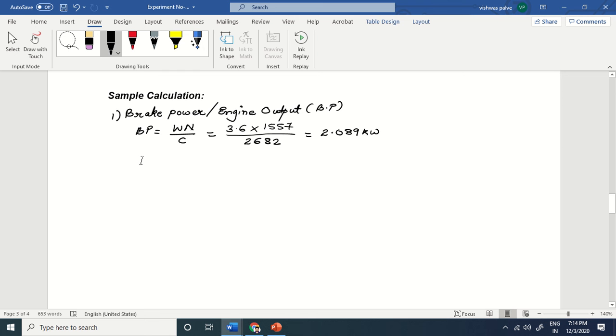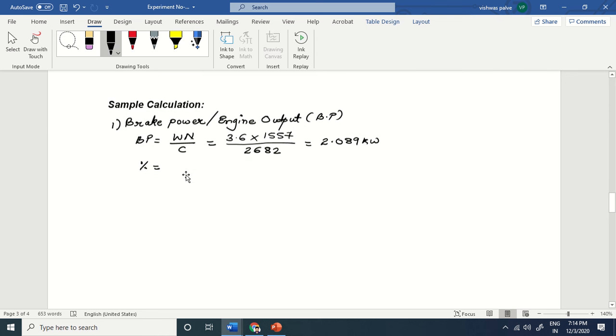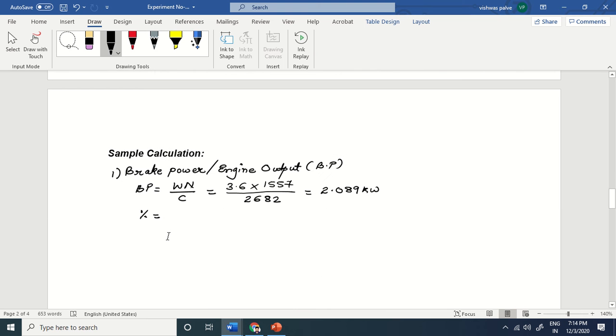The units will be in kilowatt, so please note that this formula directly gives the unit in kilowatt. The next calculation which we have to do is the percentage load. For the percentage calculation, the formula is brake power produced upon the maximum brake power of that engine, how much it can produce.